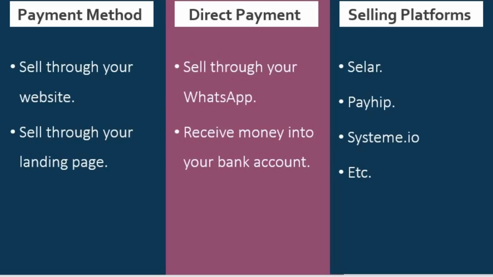As we have explained, you can use a payment method so that you sell through your website or through your landing page. But if you don't want to do that, you can also sell through WhatsApp so that you receive your money through your bank account directly. I refer to that one as direct payments.